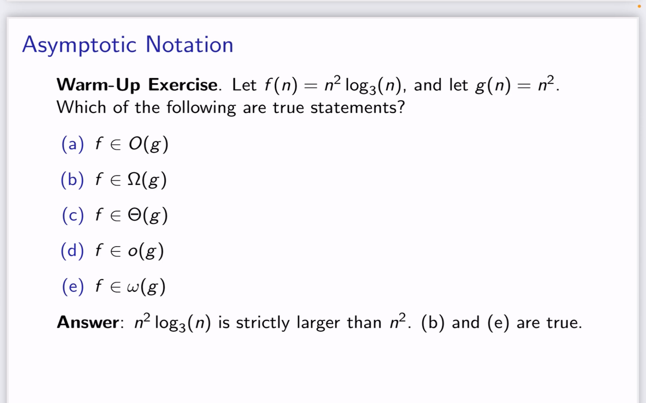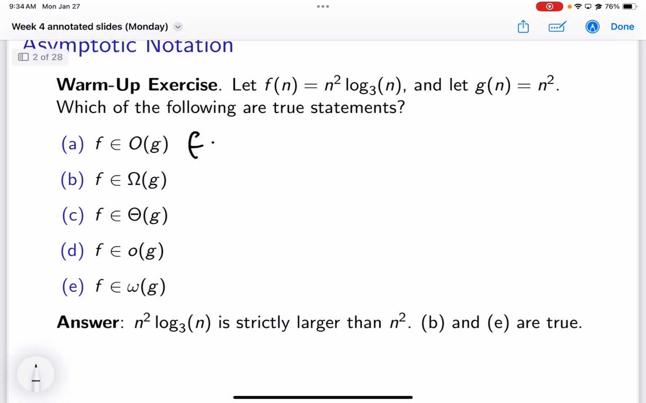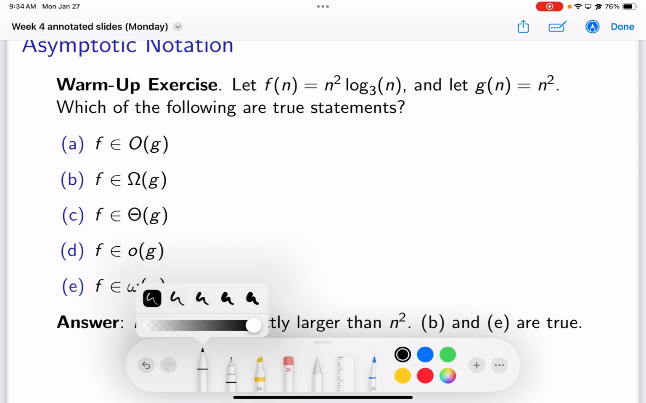F is in big O of g. That's like saying that I need a thinner pen. What? Whatever.